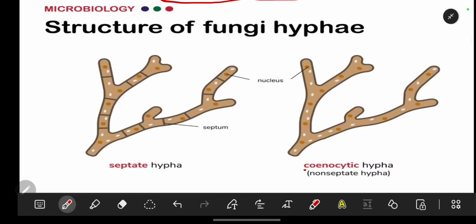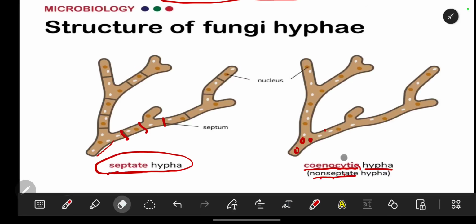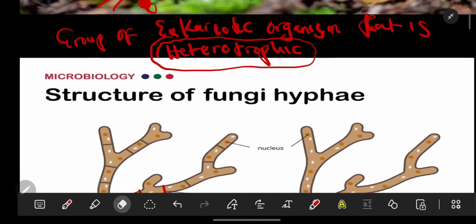Some fungi are coenocytic, which simply means they are non-septate, or rather they have a lot of nuclei but without any divisions or separations. But some are septate. They have septate hyphae. Hyphae are the building blocks of fungi, which when they come together form mycelium. As you can see, these have separation. So these are septate hyphae. Then we have these ones that do not have septa. They are not separated. So these are called coenocytic fungi.